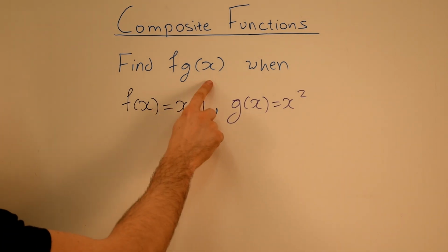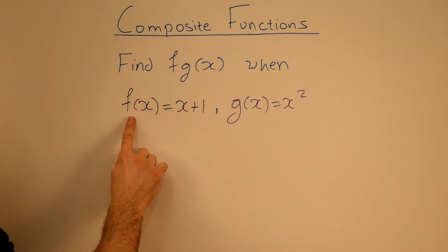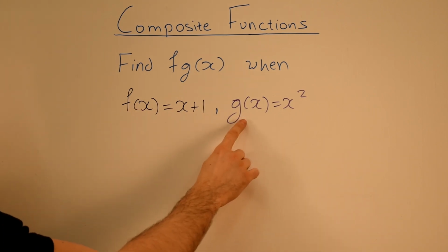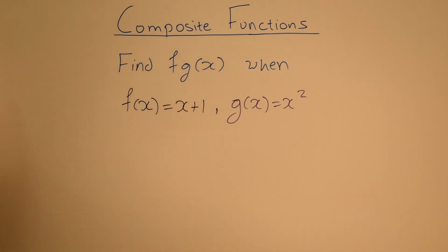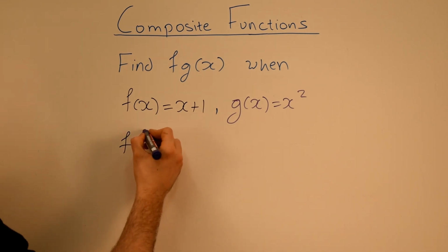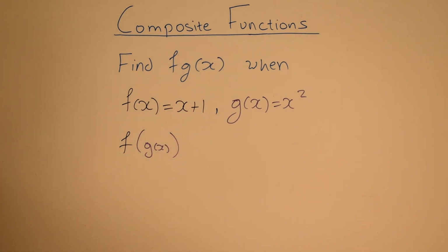Now f(g) of x is a composite function because it consists of two functions, f of x and g of x. Let's go ahead and see how we find the formula for f(g) of x. Firstly, f(g) of x really means f of g of x, and that we write as f brackets g of x close brackets. Now let's see how we find that.